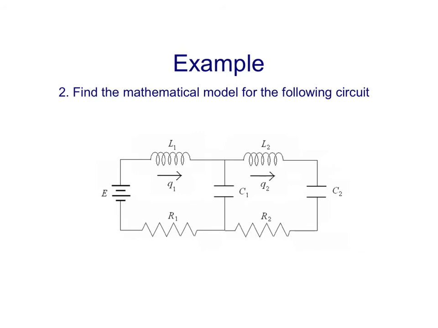As you can see, we have a couple of meshes here. The first mesh contains a voltage source, an inductor, a capacitor which is coupled with the other mesh, and a resistor R1. The other mesh has an inductor, a capacitor, and a resistor, and of course the coupling capacitor here.